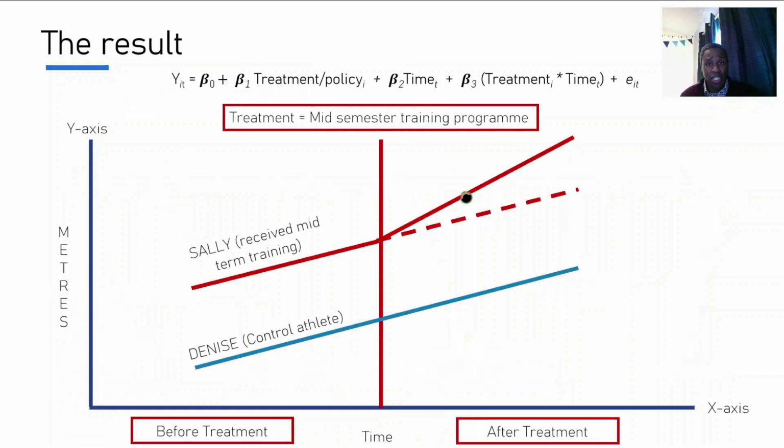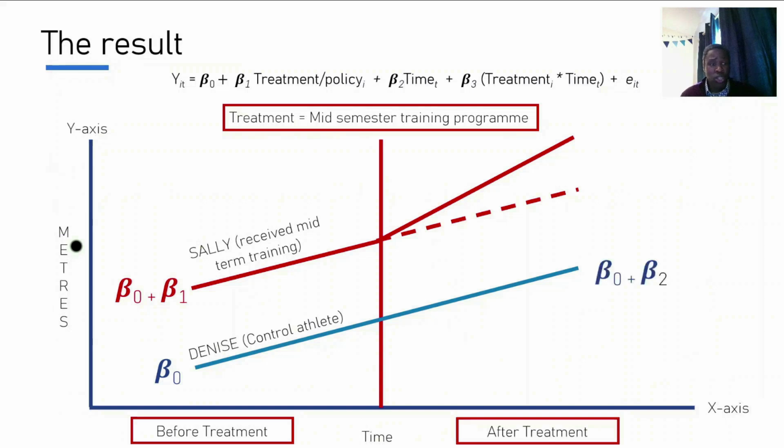And here we are. This is our equation again. This is the result of the equation. This is mid-semester break again. Beta naught. This is the value of the control group before the treatment of the policy. Beta 0 plus beta 1. This is the value of the treatment group before the policy, or the training program, is implemented.